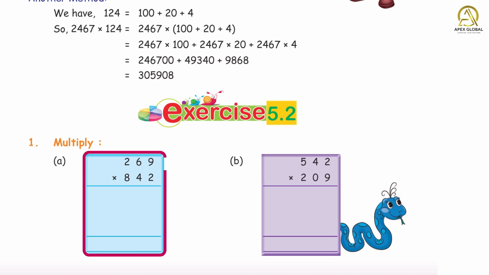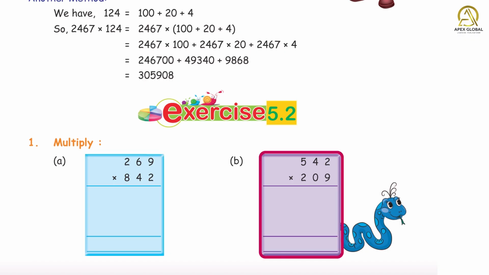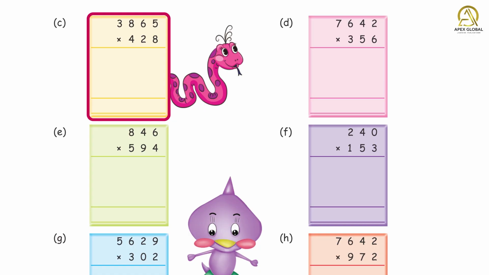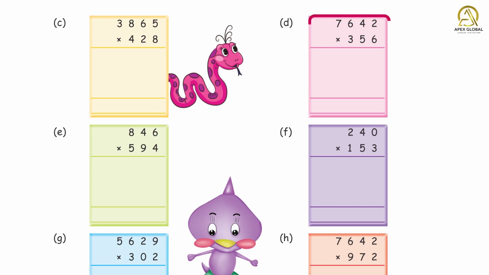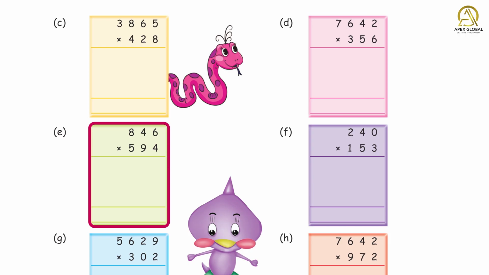Multiply A. 269 into 842. Answer: 2,26,498. B. 542 into 209. Answer: 1,13,278. C. 3,865 into 428. Answer: 16,54,220. D. 7,642 into 356. Answer: 27,20,552. E. 846 into 594.